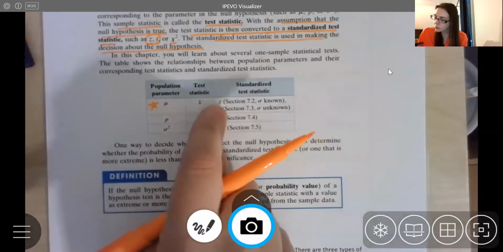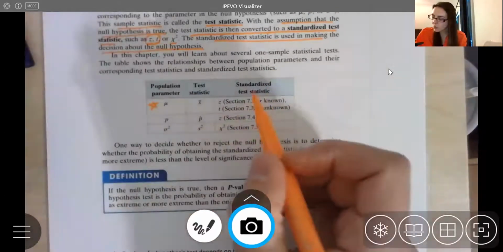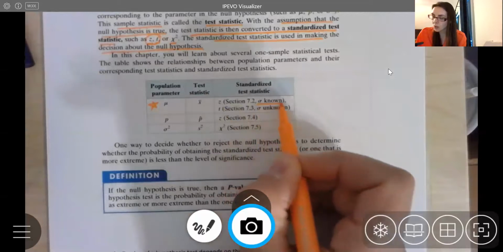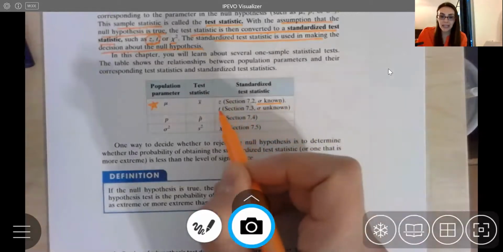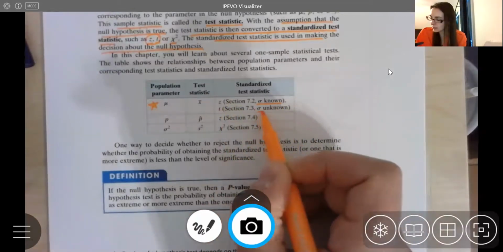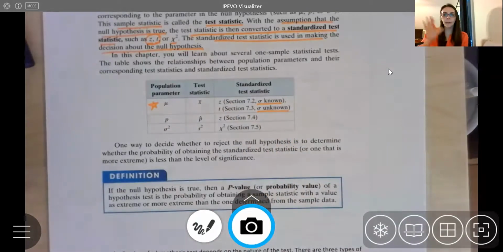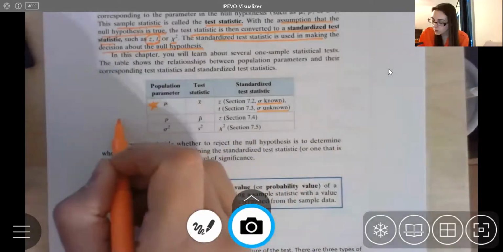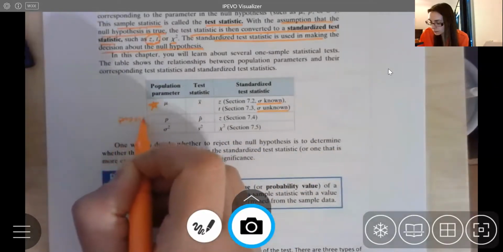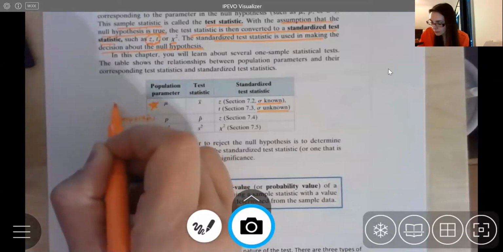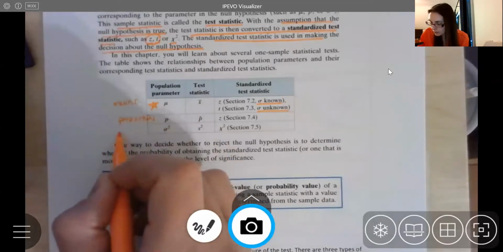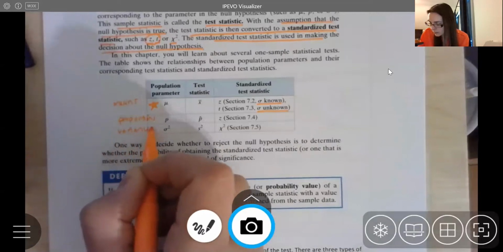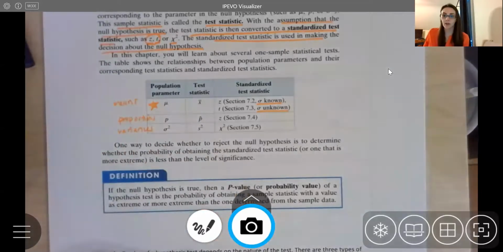So in 7.2, very similar to confidence intervals, we can use z-scores when sigma is known. And we're going to use t-values in 7.3 when sigma is unknown. So again, this is going to really mirror what we did with confidence intervals in chapter 6. We are going to skip proportions and variances in our class, okay?